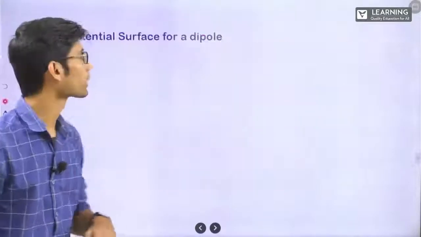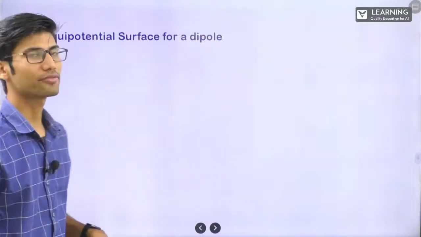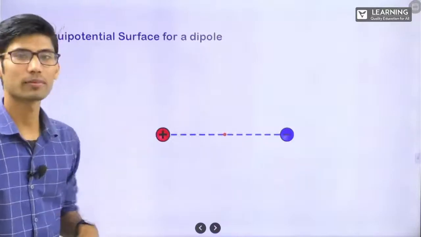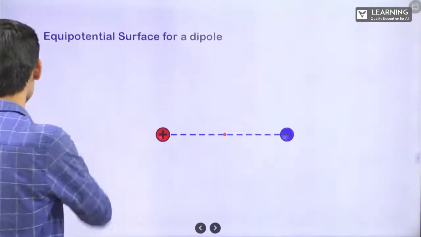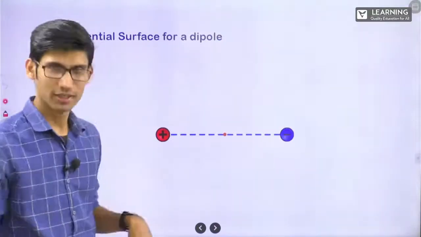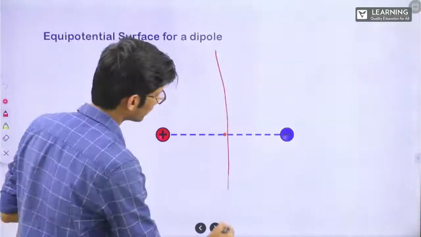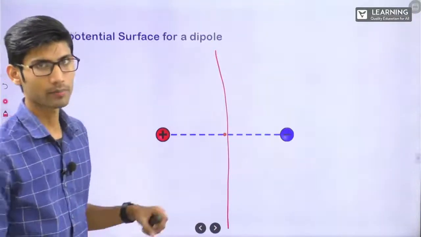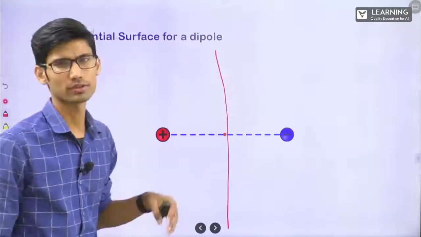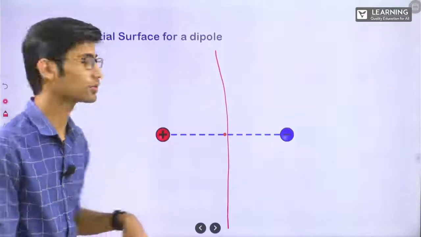Next, equipotential surface for a dipole. There is a dipole. If we want to make an equipotential surface, how will it be? In the last lecture, I just told that this equatorial plane will be an equipotential surface, but there can be a lot of equipotential surfaces, thousands, infinite equipotential surfaces you can make.